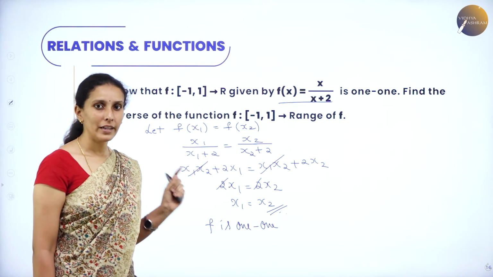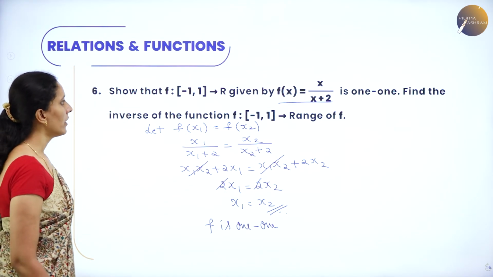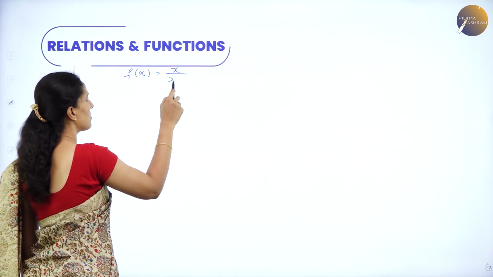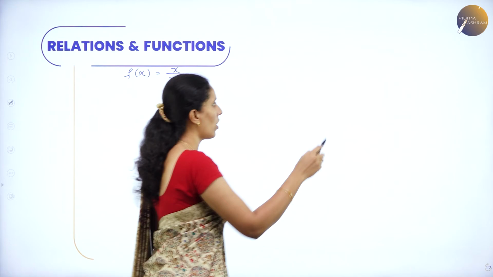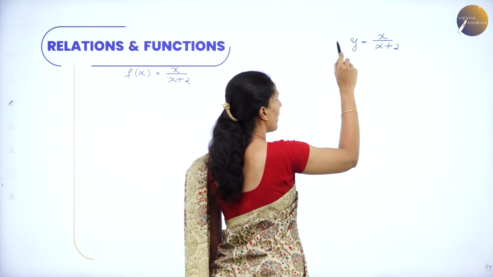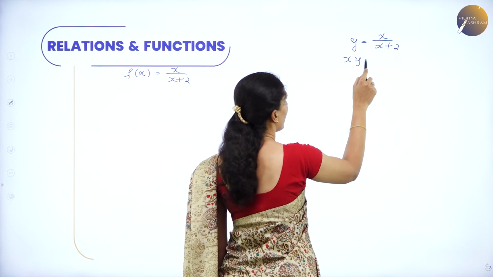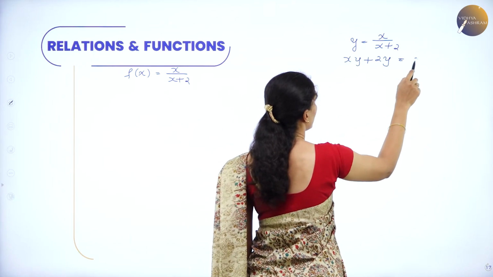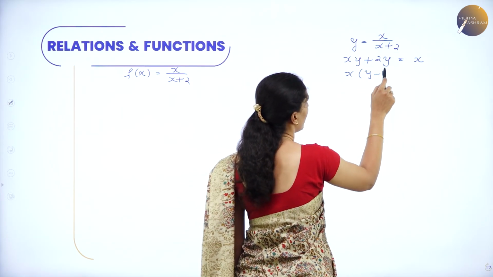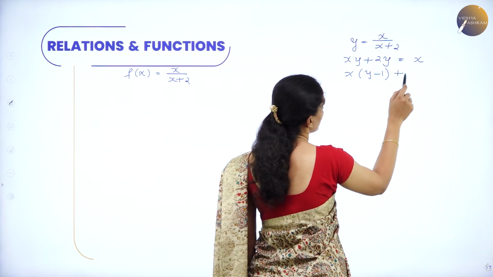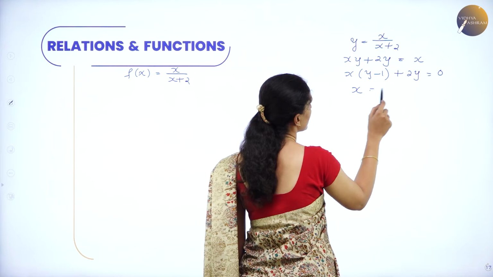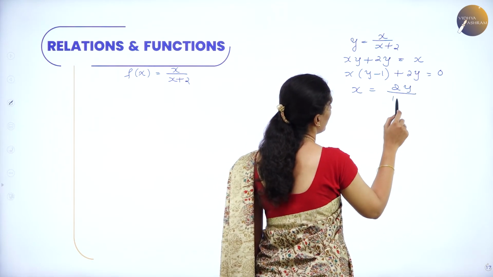Now we have to find the inverse of the function. So we have f of x is equal to x divided by x plus 2. That means y is equal to x divided by x plus 2. Let's find the value of x. Then it is xy plus 2y is equal to x. So then we can take x as a common factor. We get x times y minus 1 plus 2y is equal to 0. So I can write x is equal to 2y divided by 1 minus y.